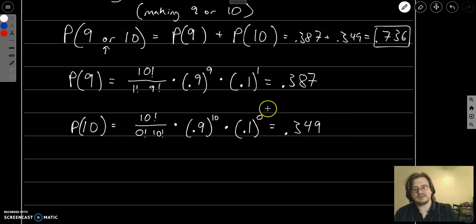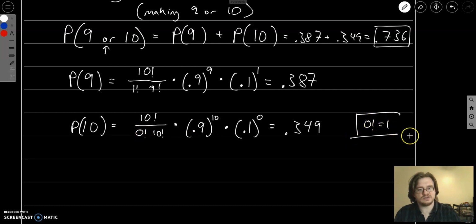Now, down here, there are a couple of things that simplify. One is 0 factorial. We should remember 0 factorial is always equal to 1. So if we divide something by 1, it doesn't really matter. So then we have 10 factorial divided by 10 factorial. This whole first term is just 1. And also anything to the 0 power is also equal to 1. So this term right here is also equal to 1.